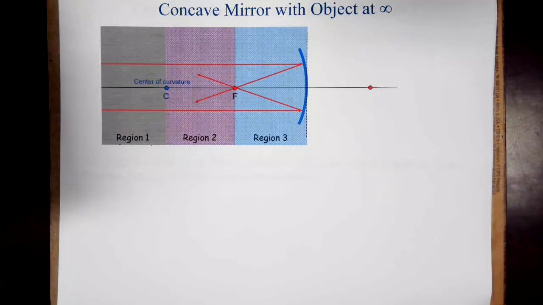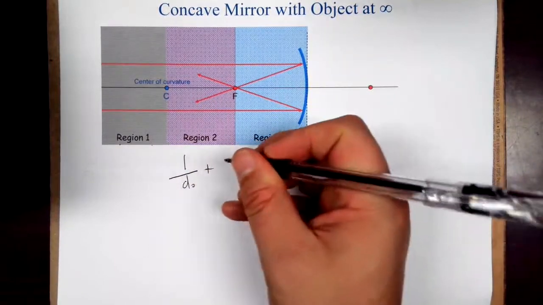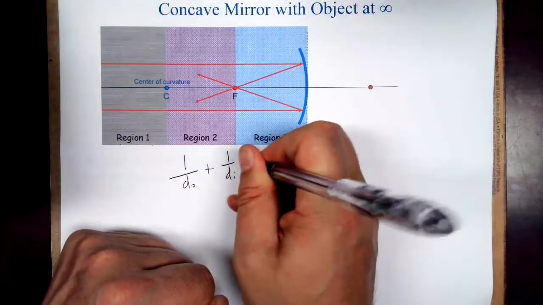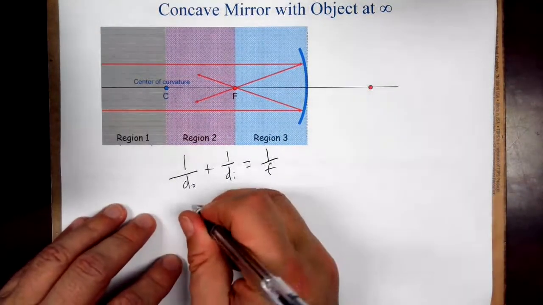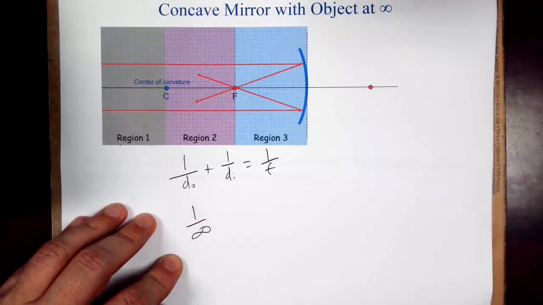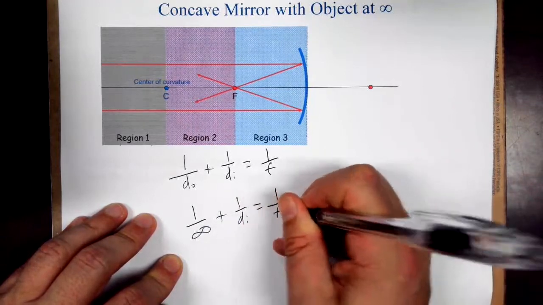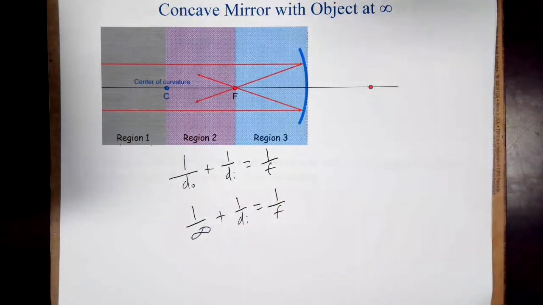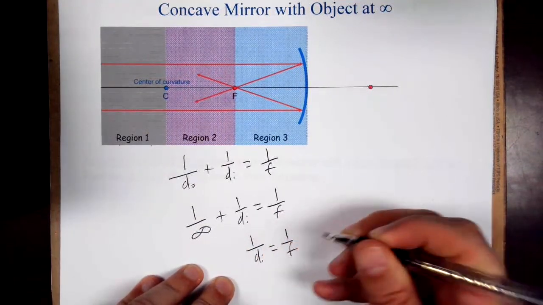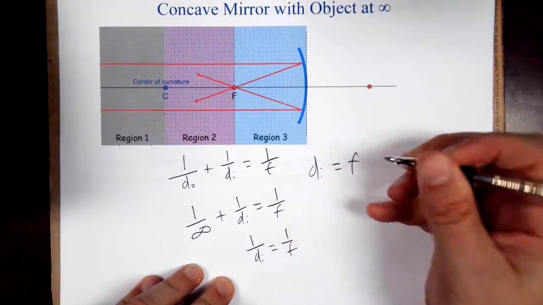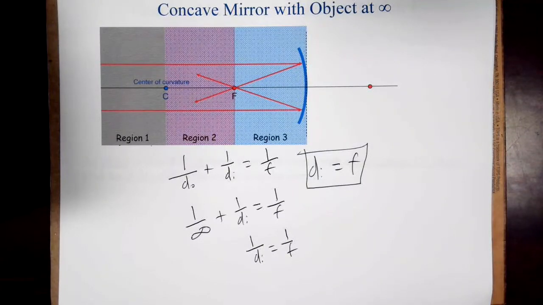If we want to find the distance of the image, we would use the mirror equation. 1 over the distance to the object plus 1 over the distance to the image is equal to 1 over the focal length. The distance to the object is infinity, so that's 1 over infinity plus 1 over di is equal to 1 over f. 1 divided by infinity is just 0, so 1 over di is equal to 1 over f. So the distance to the image is at the focal point, right? Remember, this is only when your object's at infinity.